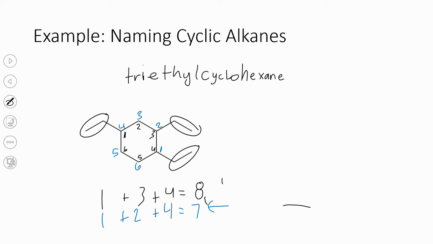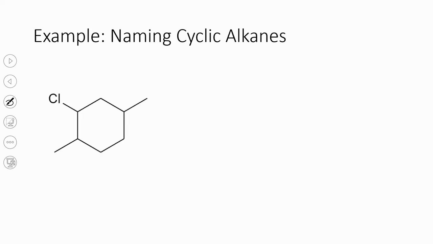Okay. There are lots of ways you can number this. So I'm going to call this 1, 2, 4, and then between things that are not the same, we put a dash. 1,2,4-triethylcyclohexane. Okay. All right. So good.